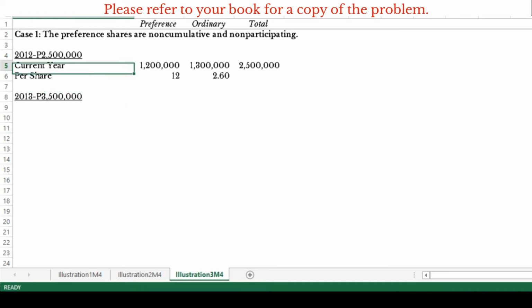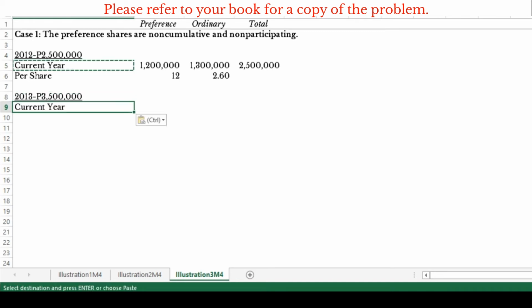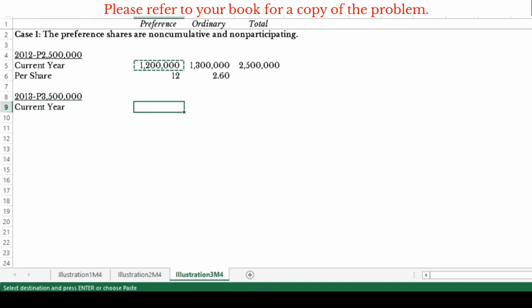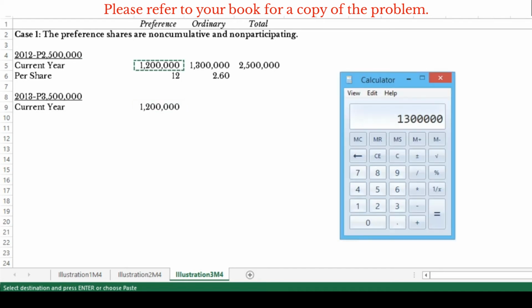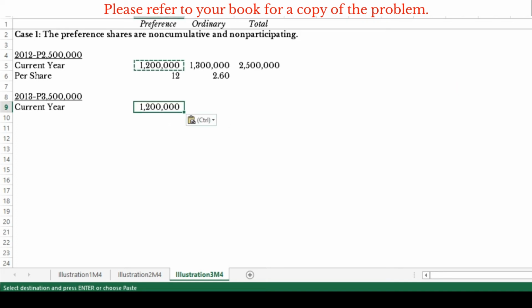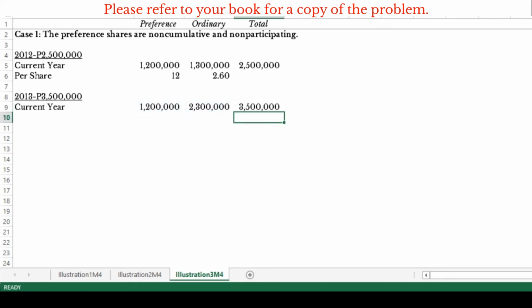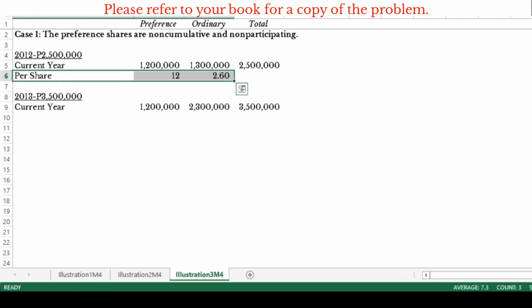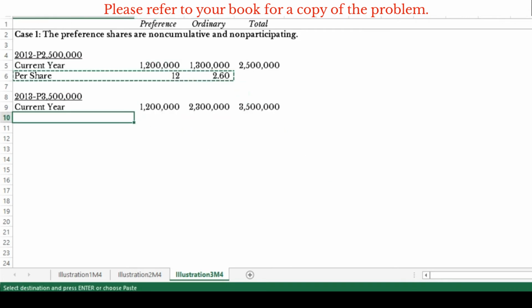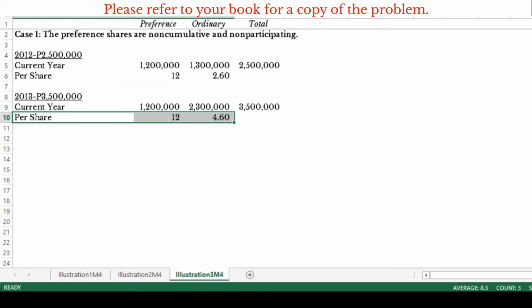So like kanina, bibigyan ulit natin sila ng current year's dividend. So, preference, again, would receive 1.2 kasi yun yung kanyang fixed dividend rate per year. Then, like kanina, yung tira, 3.5 minus 1.2, 2.3 will be allocated to the ordinary shares. So, ayan po yung ating total dividends declared. Then, if we are going to compute yung per share, copy na lang natin. Ito po ang ating mako-compute. So, we have 12 pesos per share for preference and 4.6 per share for ordinary.